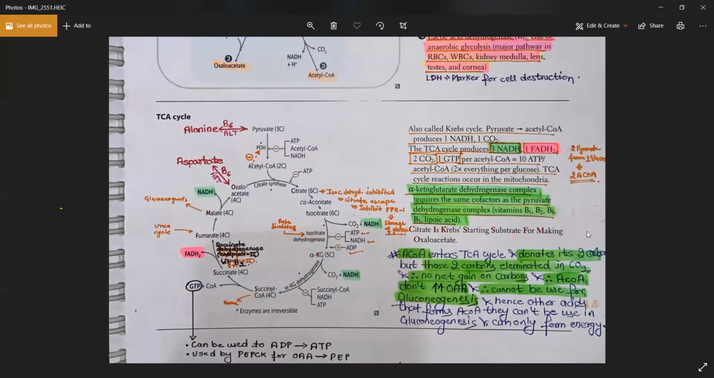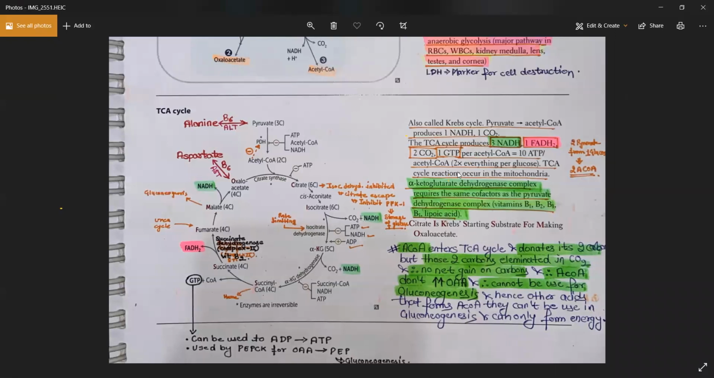Okay, so please, you can note this point also that this acyl coenzyme enters a TCA cycle and donates its 2 carbons, but those 2 carbons will be eliminated in the form of CO2. And what you will be left with is no net gain or loss of carbon molecules. You should remember the fact that these 3 NADH formations occur during the TCA cycle. 1 FADH formation occurs in this step in the TCA cycle. And 1 GTP molecule is formed during this step. And this GTP molecule is utilized later in gluconeogenesis. You should remember about this alpha ketoglutarate thing and this isocitrate dehydrogenase thing.